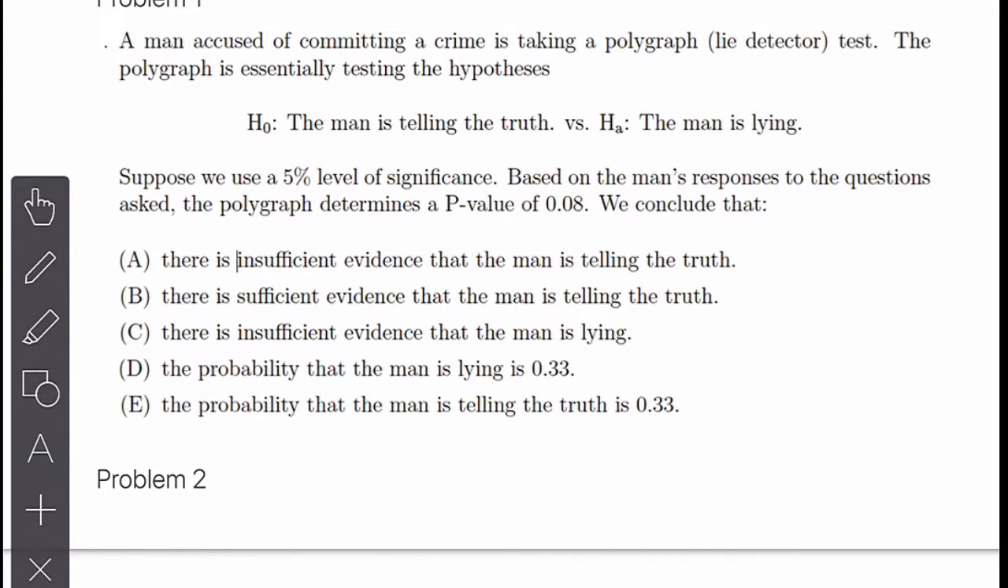Suppose we use a 5% level of significance based on the man's response to the questions asked. The polygraph determines a p-value of 0.08. What do we conclude? So what do you do? What is a p-value of 0.08? So what do we do with that? We make a statement, the concluding statement.